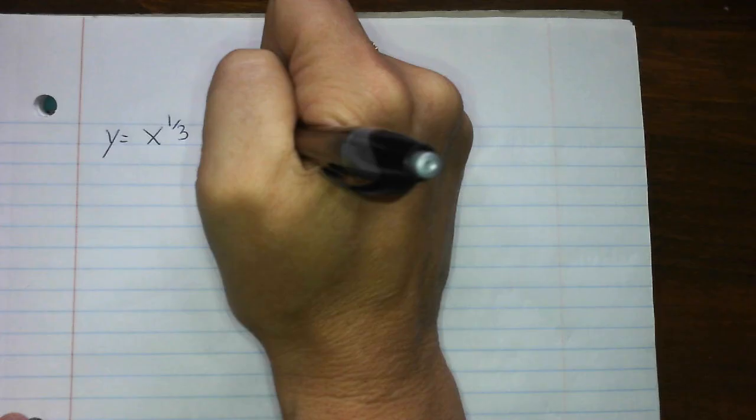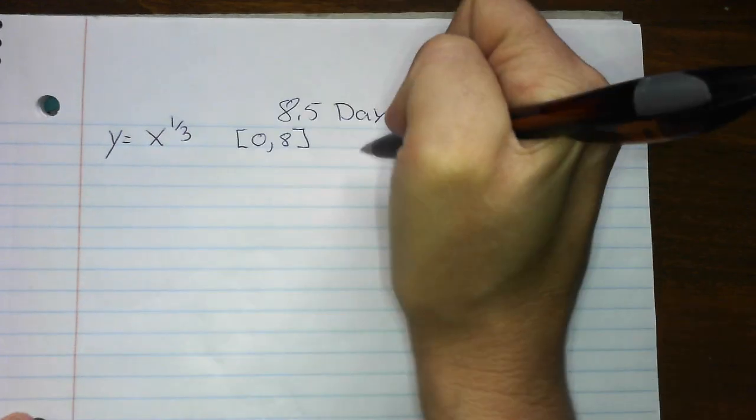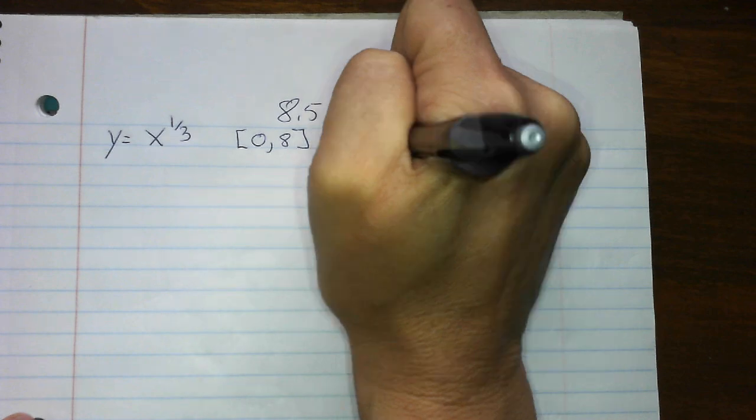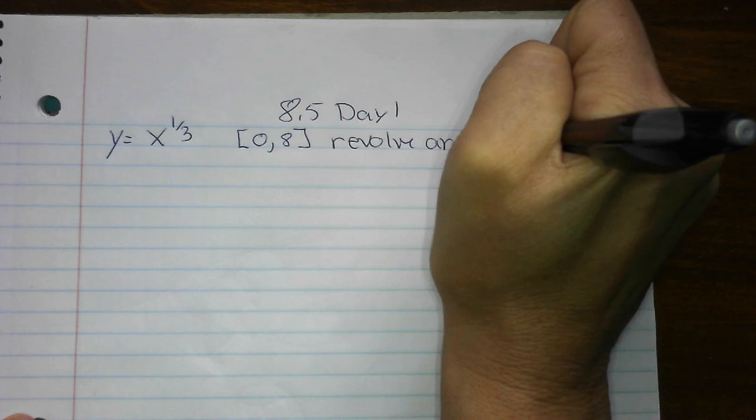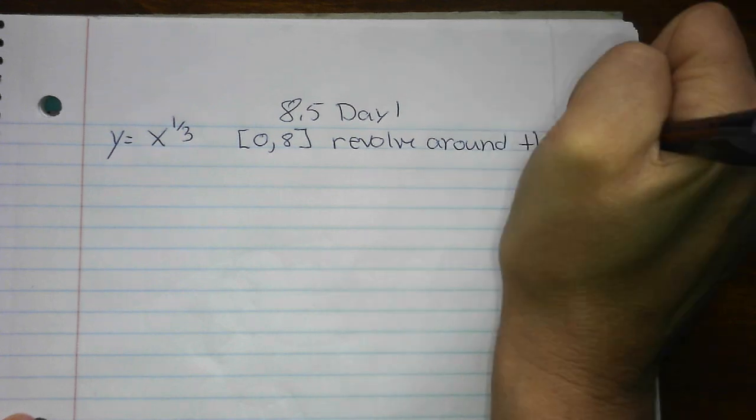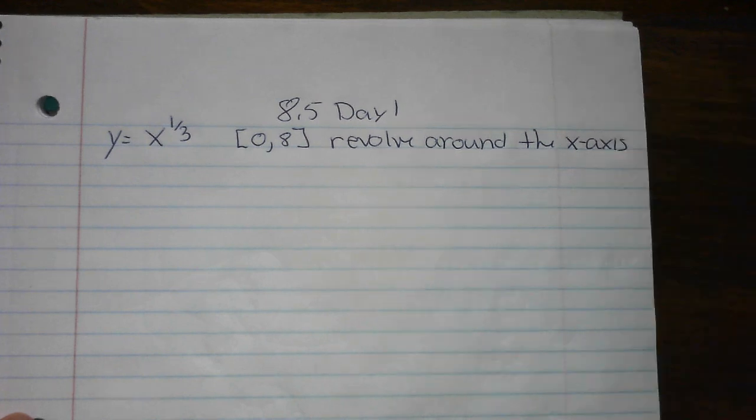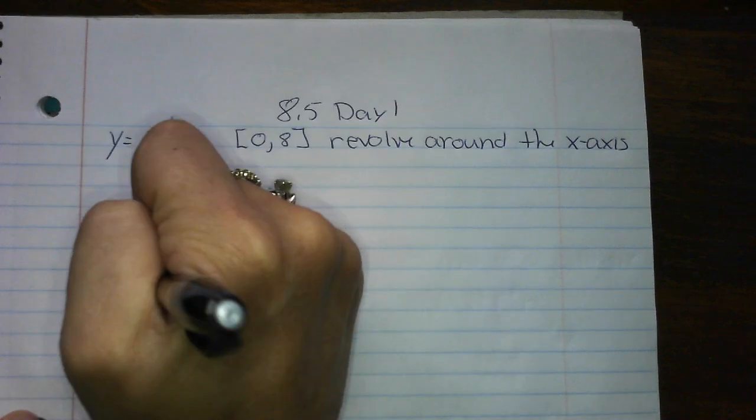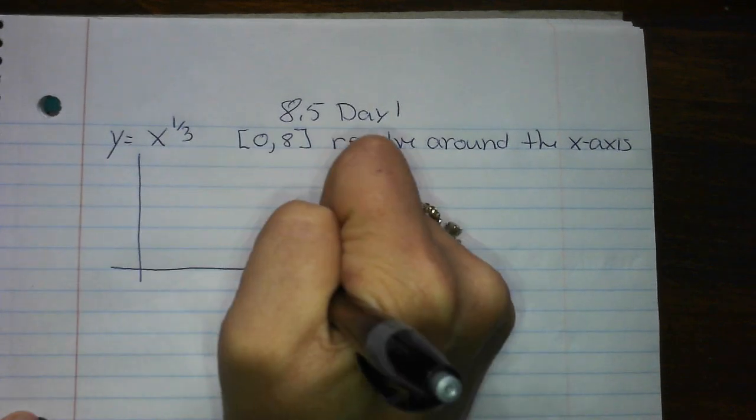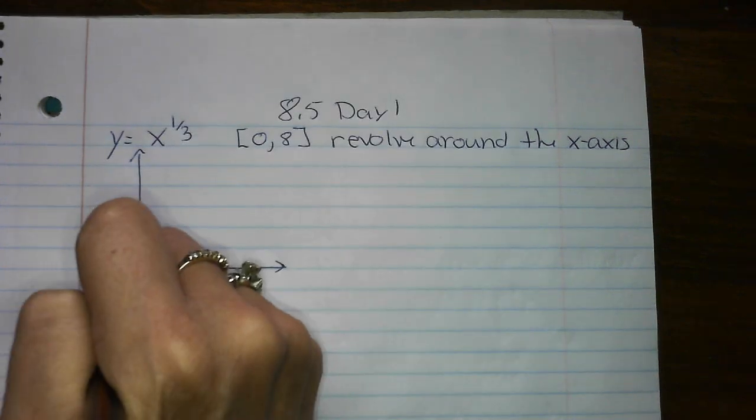So we'll take the equation y equals x to the 1/3. We're going to restrict the domain to just 0 to 8. And then we're going to take that region and revolve around the x-axis. So, take a look at it. y equals x to the 1/3 looks like this.